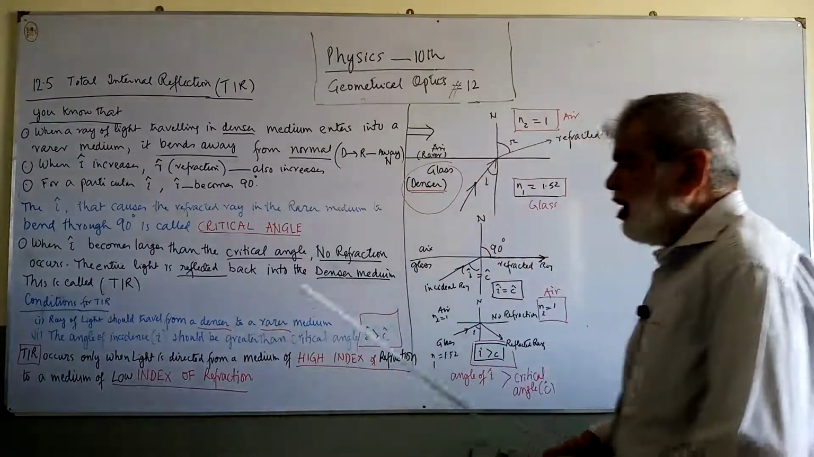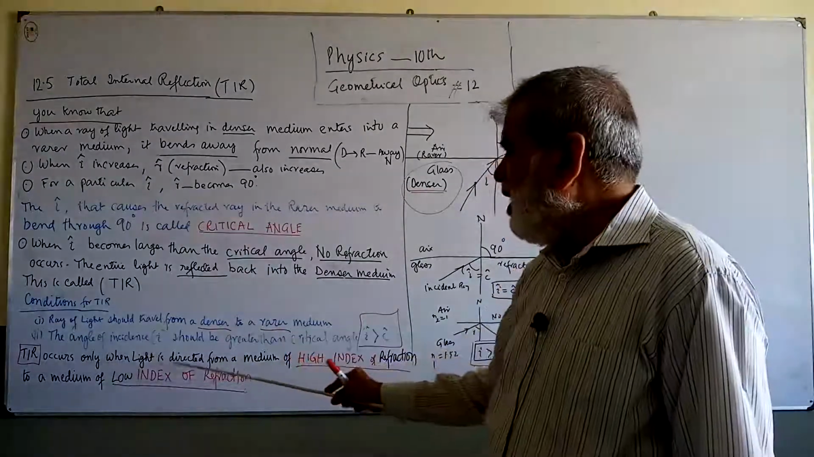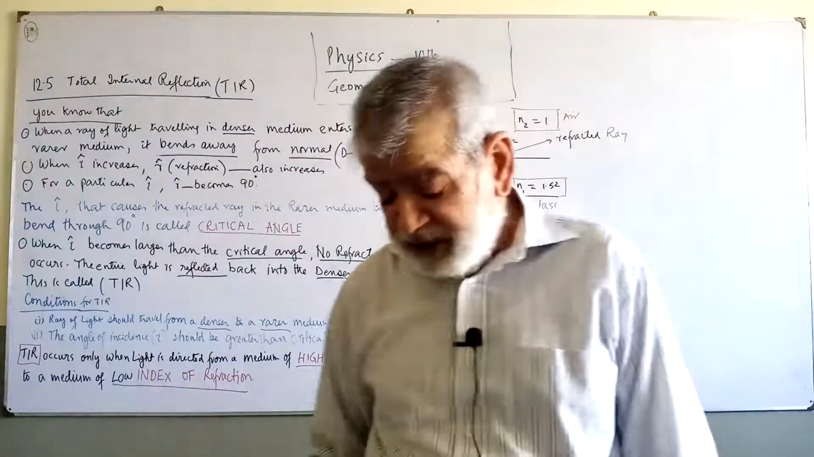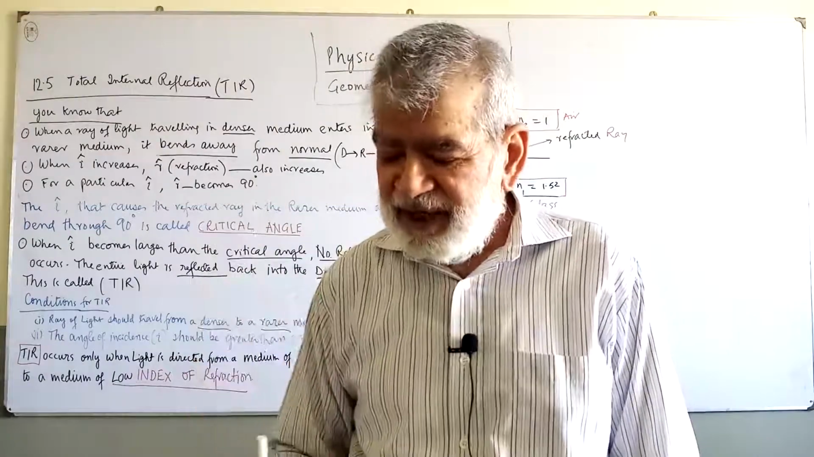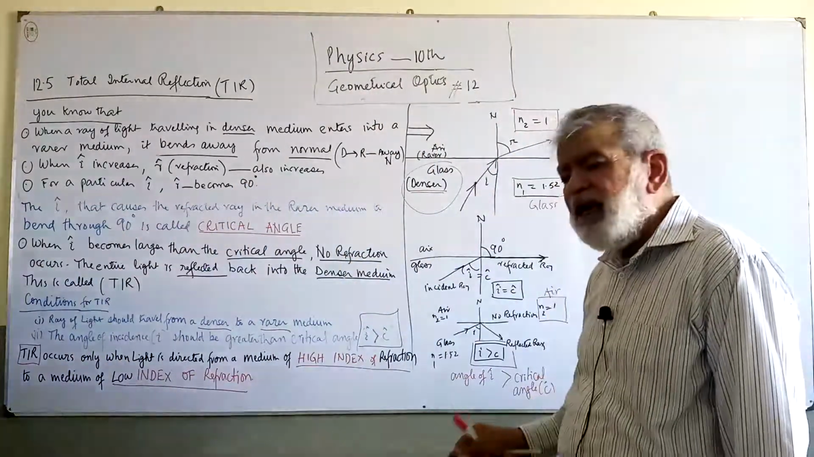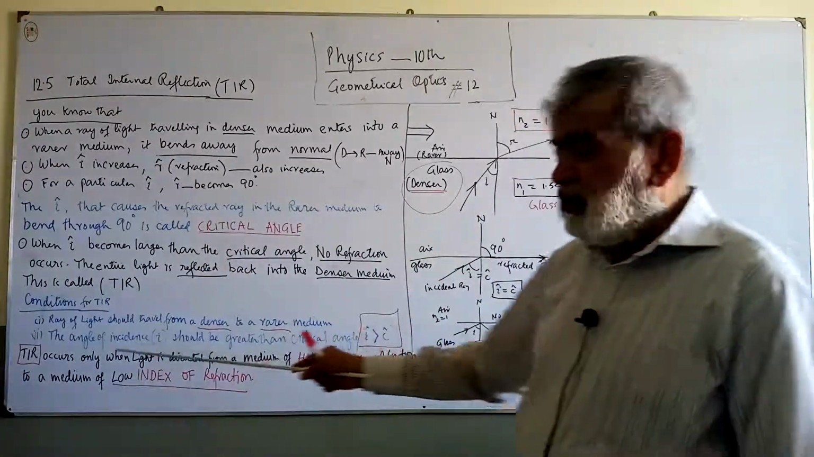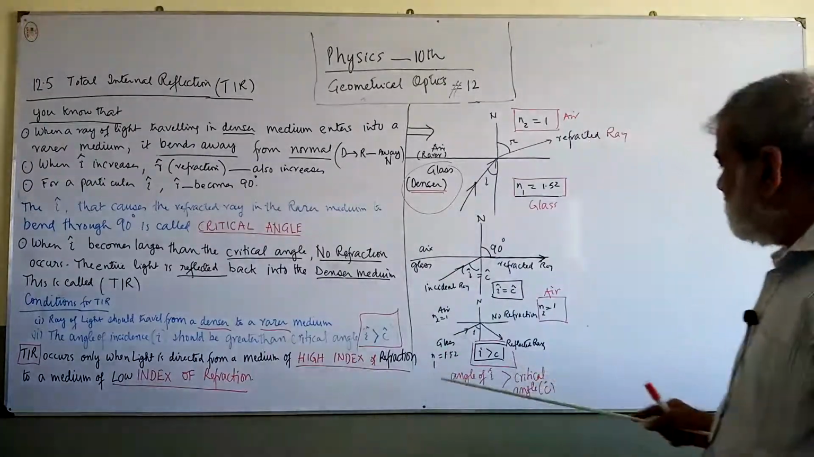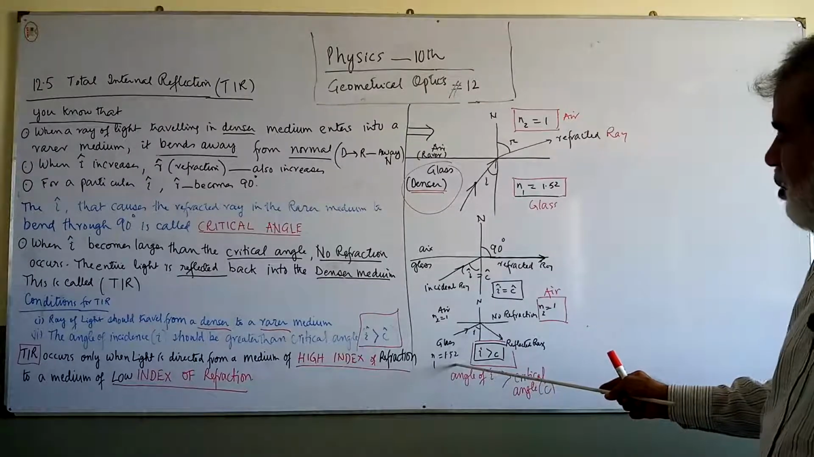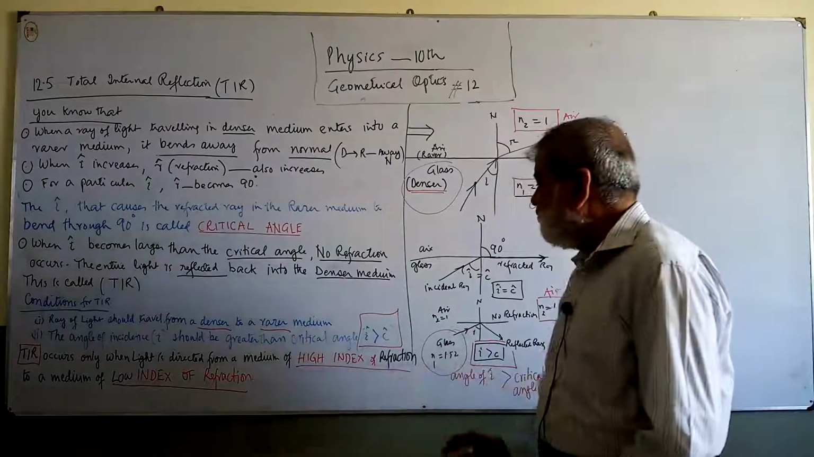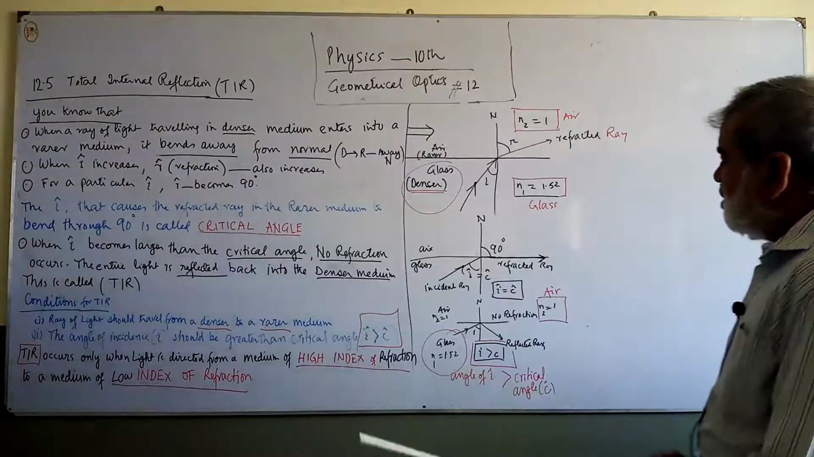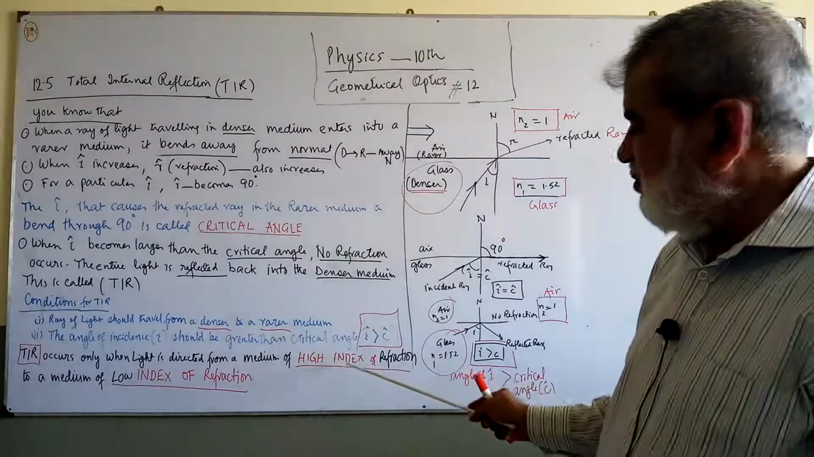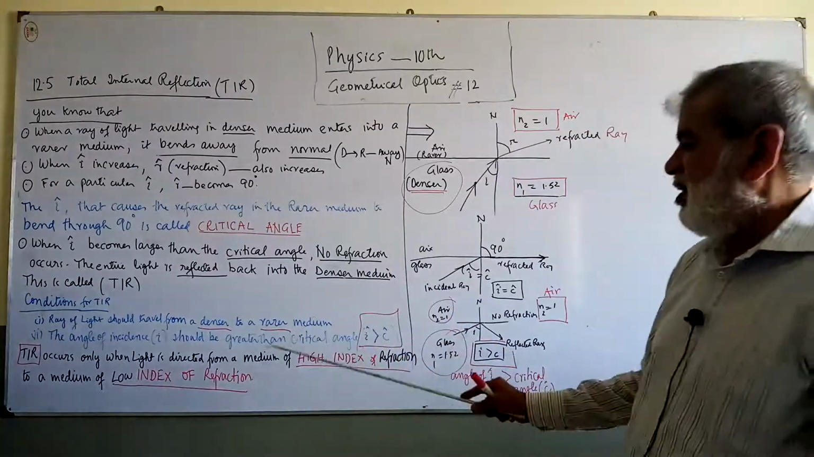Please remember this. Total internal reflection occurs only when light is directed from a medium of high index of refraction to a medium of low index of refraction. That means total internal reflection will happen only when the ray of light is passing through a medium whose refractive index is higher than that of the other medium it is entering. For example, glass has a refractive index of 1.52. So it goes from a high index of refraction into air, whose refractive index is 1, a medium of low index of refraction.